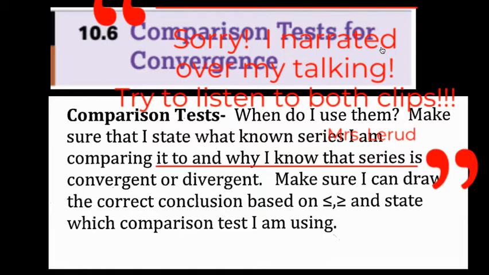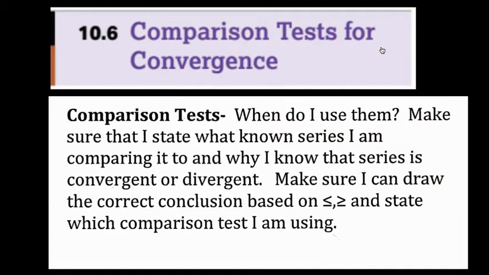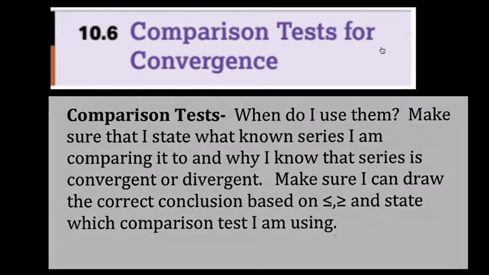For the limit comparison test, we actually run a limit, which is why it's called the limit comparison test. As n approaches infinity, we take the limit of the ratio of two consecutive terms, either a sub n over b sub n or b sub n over a sub n. If that limit of the ratio is finite and positive, we get to draw a conclusion of convergence or divergence.